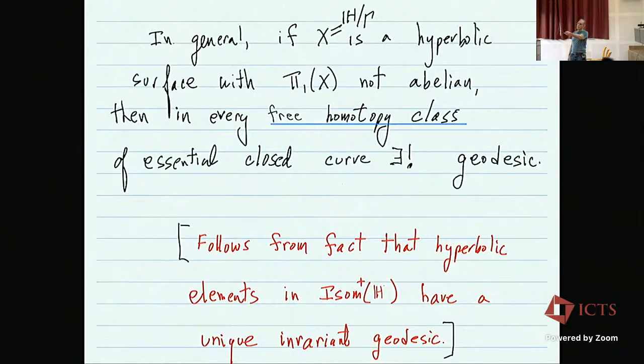So in general, if you have X, a hyperbolic surface, and you write it as H mod gamma, let's take away the simple examples where this gamma, which is identified with pi 1 of X, is abelian. So I don't want to assume abelian. Then in every free homotopy class, there's an essential closed curve, a unique one.